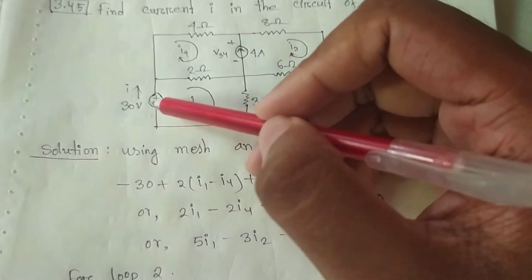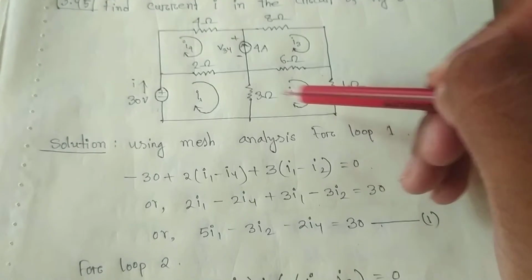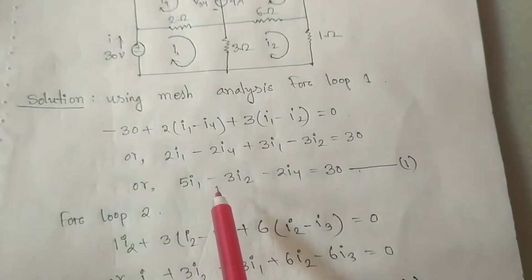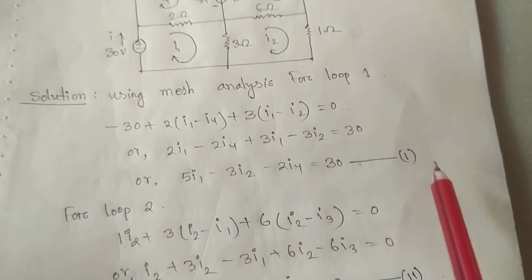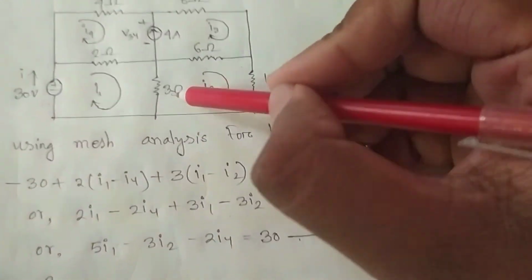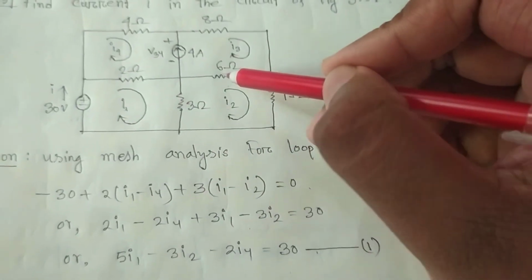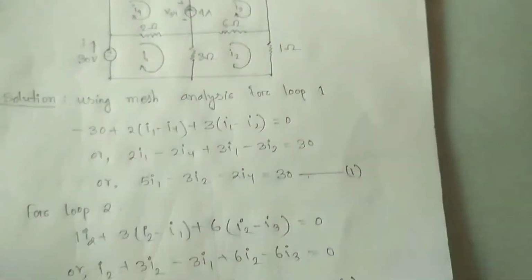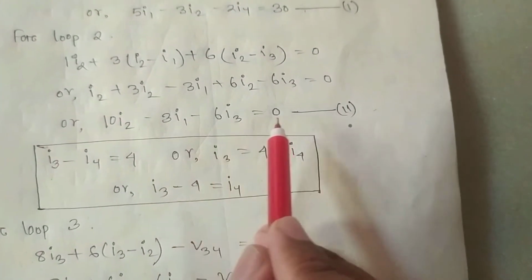Minus 30 plus 2(I1 minus I4) plus 3(I1 minus I2). Easily calculate the equation: 5 I1 minus 3 I2 minus 2 I4 equals 30. Equation 1. For loop 2: 3(I2 minus I1) plus 6(I2 minus I3) plus I2 equals 0, so 10 I2 minus 3 I1 minus 6 I3 equals 0.